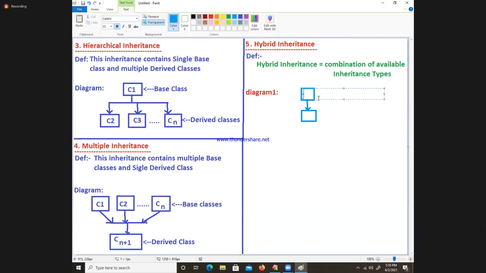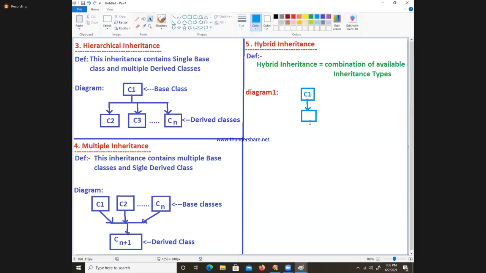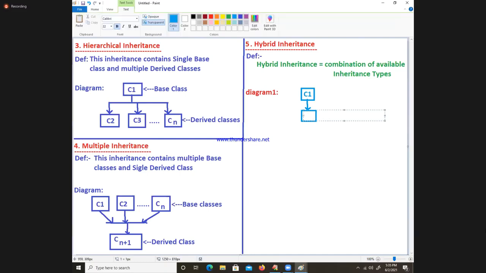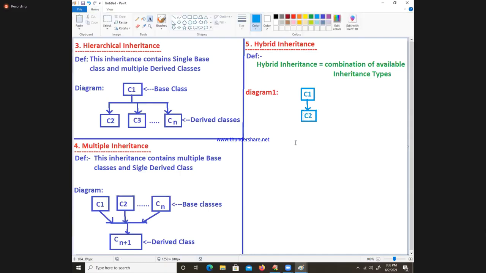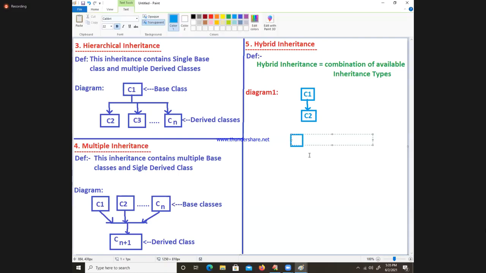I am taking it as C1 and I am taking it as C2. Very nice. Next I will take, look at that carefully. C2 is giving the features to C3. So I am writing this as C3. This is called C3.